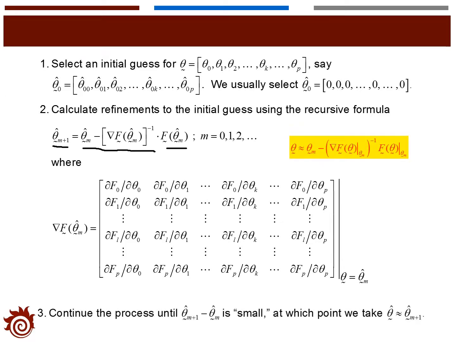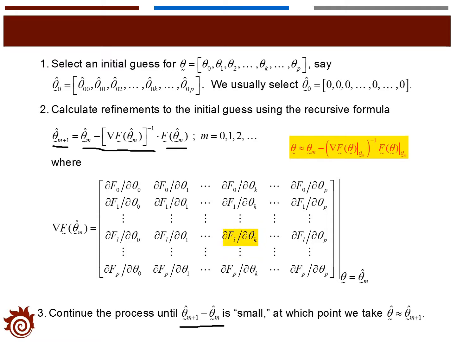And you will continue the second step until you find out that the differences between theta m plus 1 and theta m is small enough, which means the parameters are converged in the iteration. Then you can stop the iteration, and then you will have the estimation for the parameters. In this estimation, the most difficult part is the gradients of F theta. So in the next page, we will show how to find out the elements in this matrix.